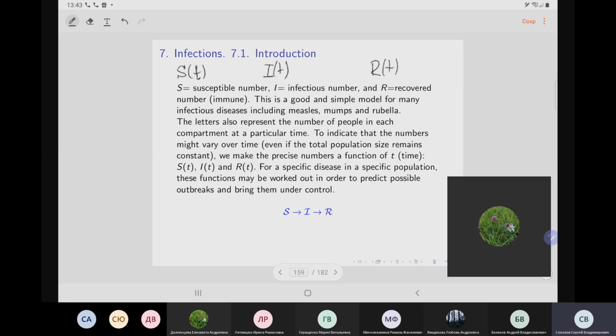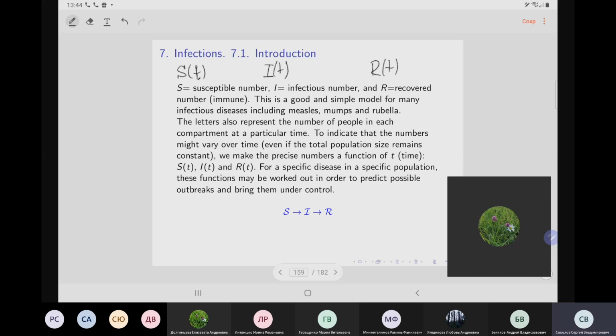Depending on the model, the number of recovered means the number of people who are not sick at that moment, who were sick, but it's okay with them and they get some immunity. Or otherwise, if we consider, for example, AIDS models and some more severe diseases, we can consider this as removed. So the people who die from the infection, and therefore they do not infect anyone.